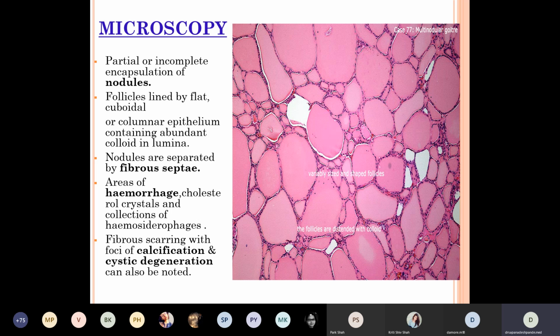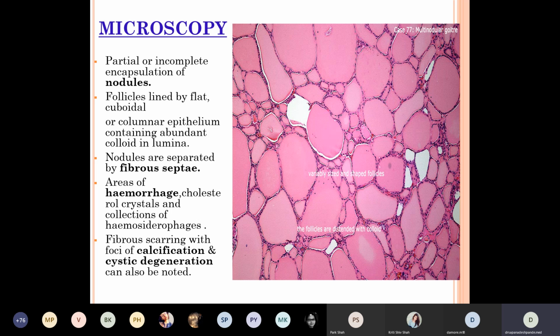Cyst degeneration is what? You will see a large cyst and it is fluid filled. So that is cyst degeneration. So what are the things you should know on microscopy? There is a slide for your exam on goiter, multinodular goiter, or say goiter. At least you should be able to identify it. So now you can see follicles are increased in size and number, lined by cuboidal epithelium. Follicles are filled with the colloid, and sometimes you will see fibrous septae, hemorrhage, cholesterol crystals, and cystic degenerations. So these are the five, six things you should know. So this is a multinodular goiter or simple goiter.